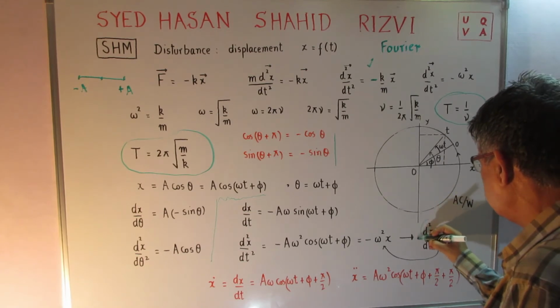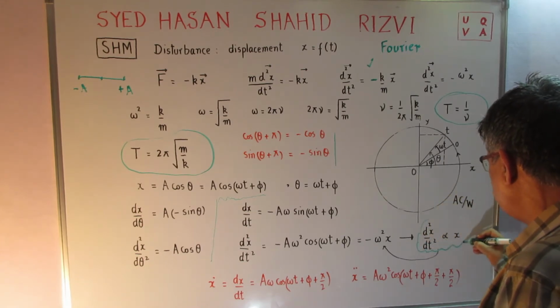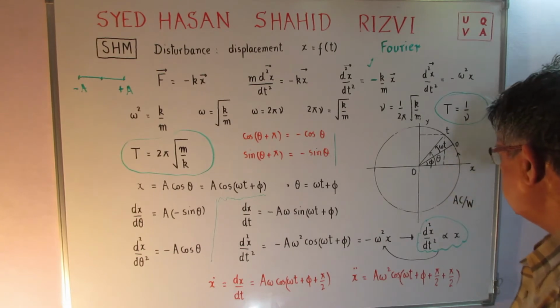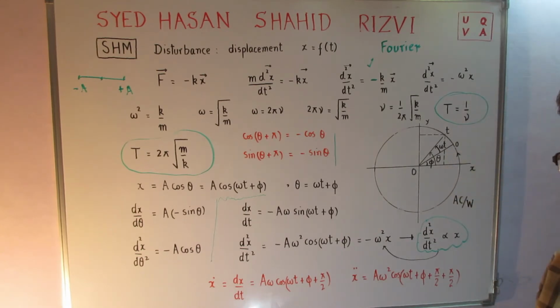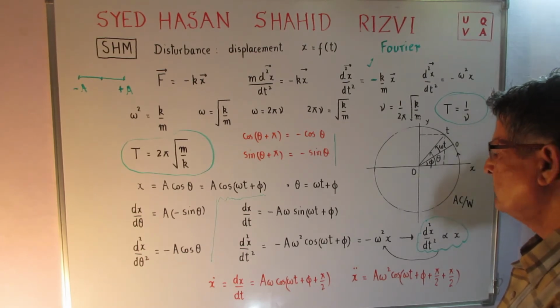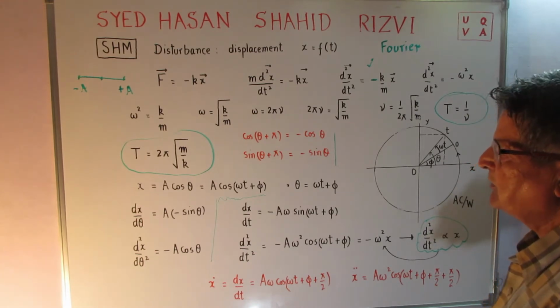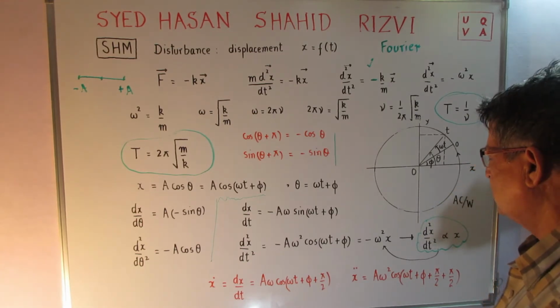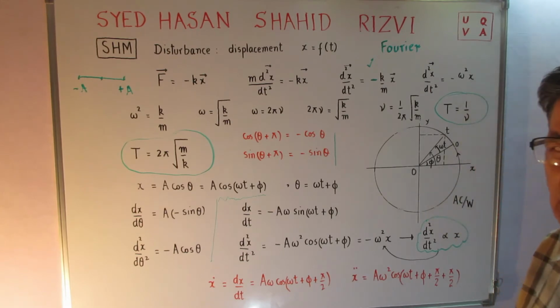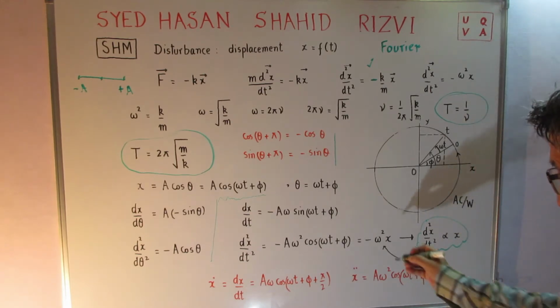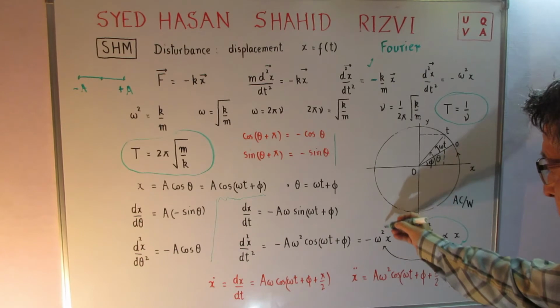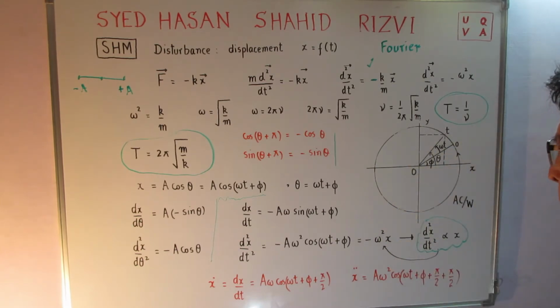Or I can say that what we proposed, what we defined, that d2x upon dt2 is proportional to x itself. So what I get is that the double differentiated time function is proportional to the function itself. Of course there is a negative sign.